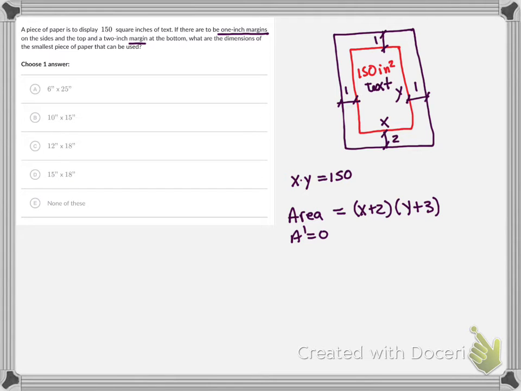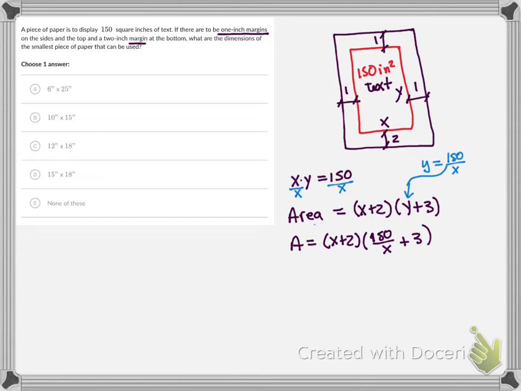Well, notice I have the equation that I'm trying to minimize with 2 variables. So I want to replace this y potentially, and I can do that pretty easily by dividing this other equation by x. So we have y equals 150 over x. That will go in for y. My new area equation is x plus 2 times 150 over x plus 3.